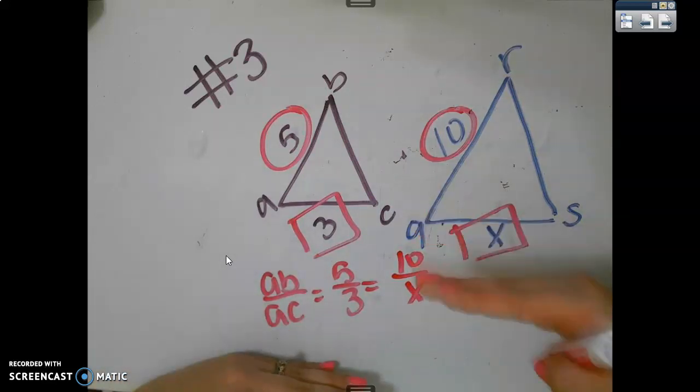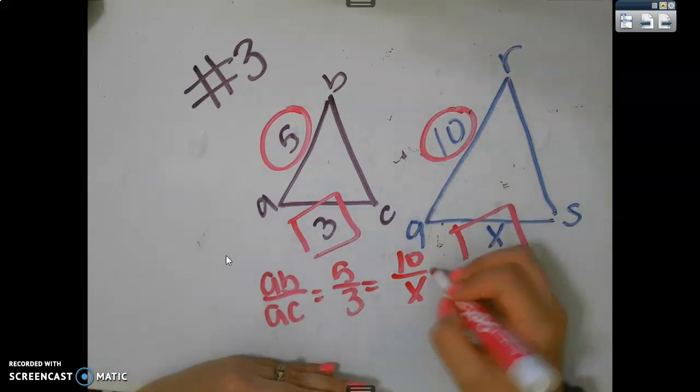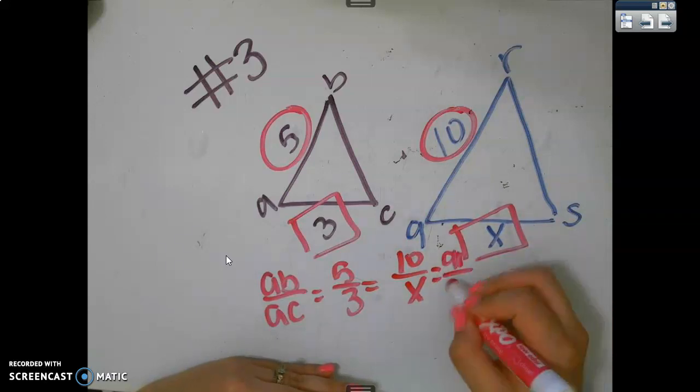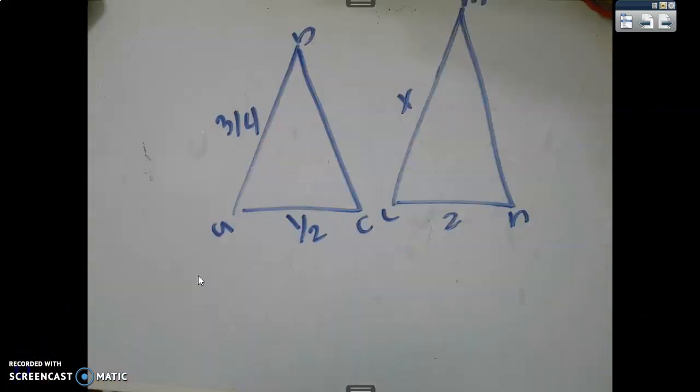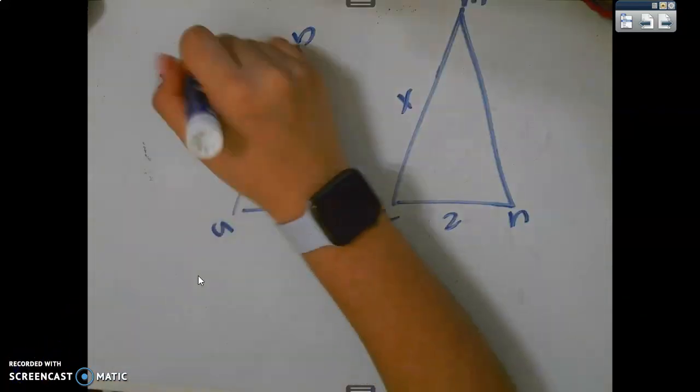So on the other side, it has to be circle to square. These are all corresponding sides, QS, okay? So then from there, you go ahead and solve for your problem by cross multiplying and then dividing. So the next one I'm going to work on is number 4.